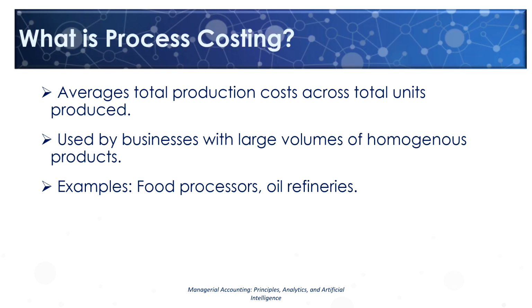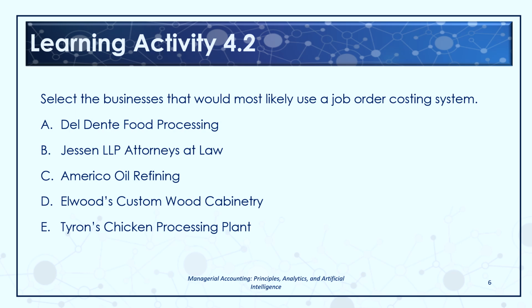Now let's define process costing. Process costing is a costing system that averages total production costs across all units produced. It is used by businesses that produce large volumes of homogeneous products, meaning products that are essentially identical. Examples include food processors and oil refineries. Instead of tracking costs by job, process costing tracks costs by department or production process. You might note in your active learning notes that process costing averages production costs across all units produced and is used for homogeneous products.